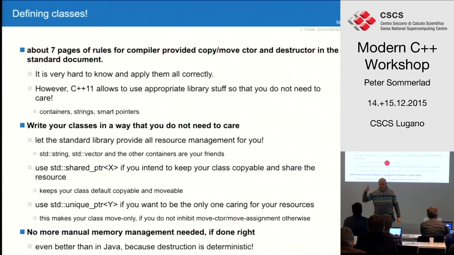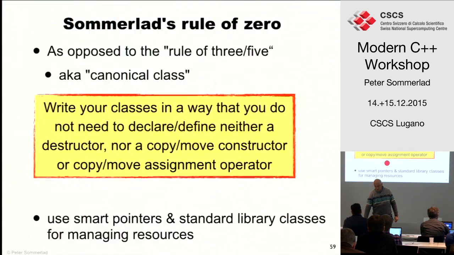So the answer is use containers, strings, and smart pointers for resources, and let the compiler do the right thing for you in your code. I call that the rule of 0. It's not only me telling that, but when I wrote that slide, I was the only one that was really shouting about that.